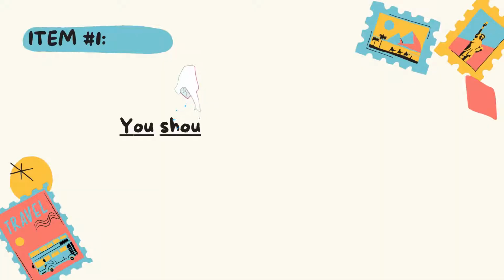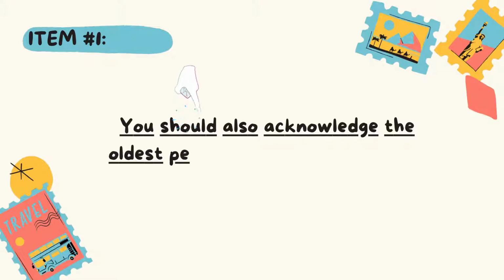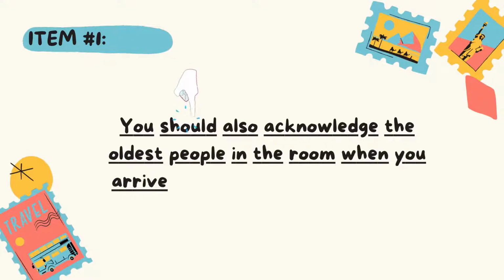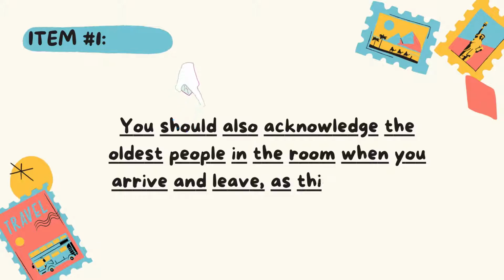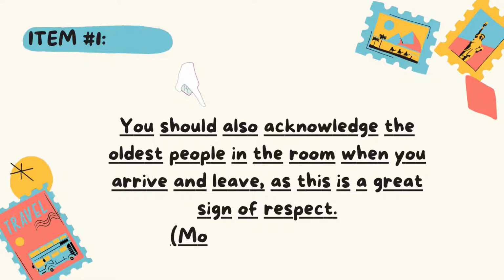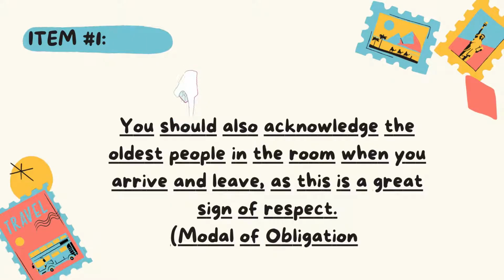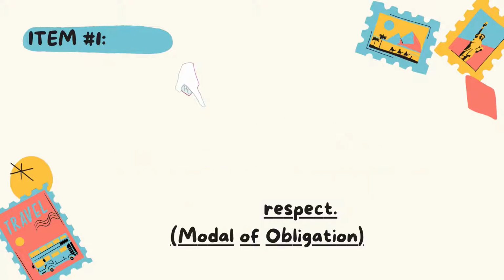For item number 1, the sentence that contains a modal is the last sentence, which is, you should also acknowledge the oldest people in the room when you arrive and leave, as this is a great sign of respect. Did you underline it correctly? Very good. Now, let us identify the modal in this sentence. Yes, you are correct. It is should, and it functions as a modal of obligation.